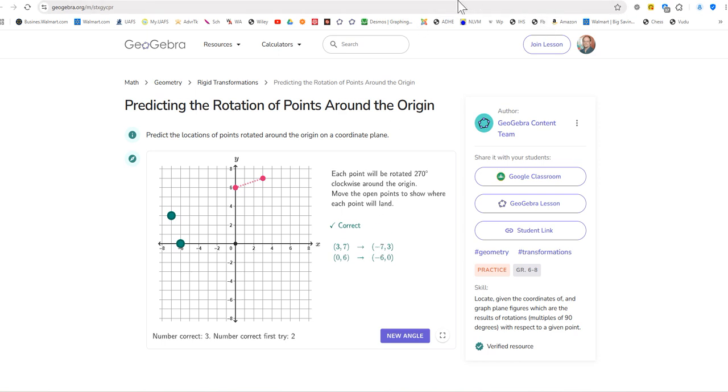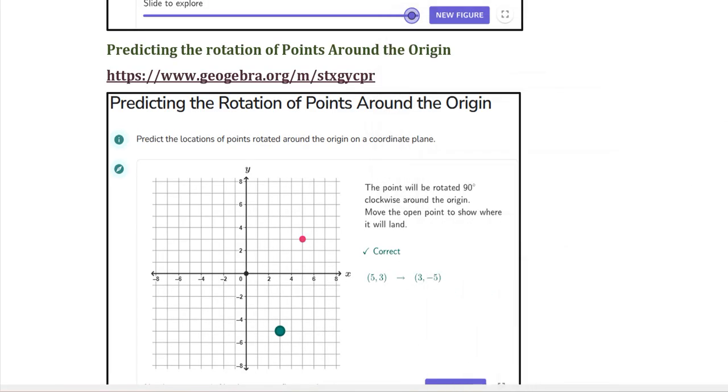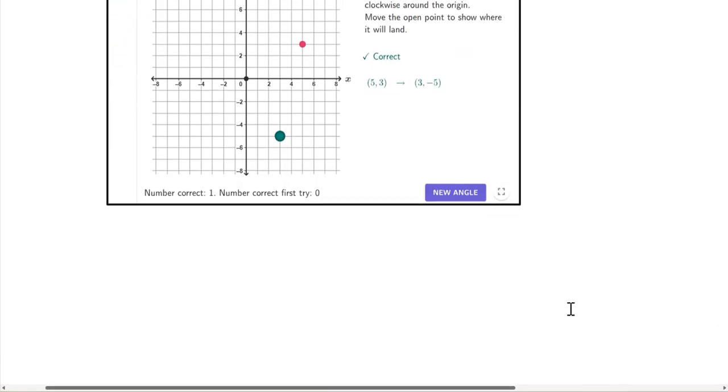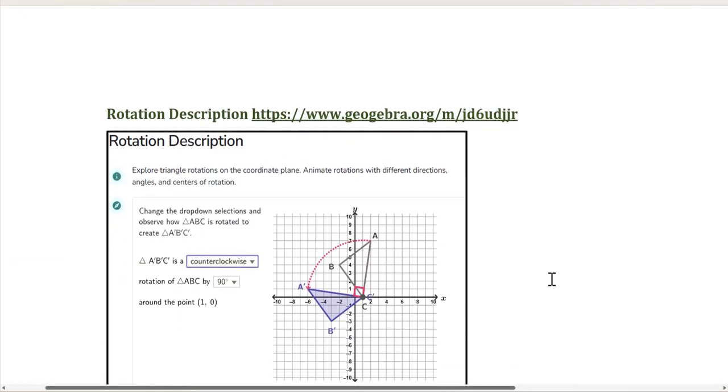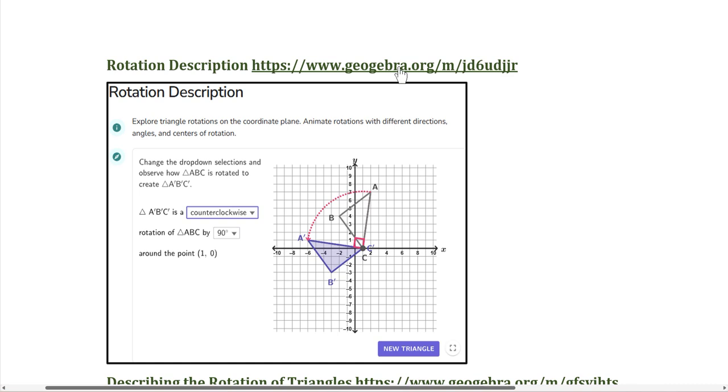So again, you can experiment with these. You can get new angles and just experiment with more and more of these. I'm going to leave it to you to experiment with those. The more you experiment with these, the more you're going to learn from them. Here's another one.